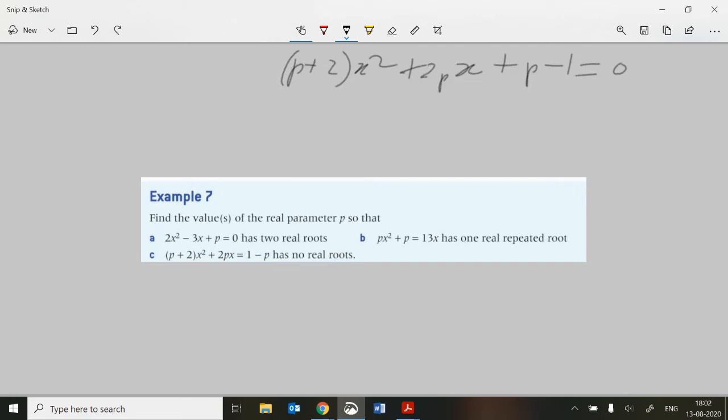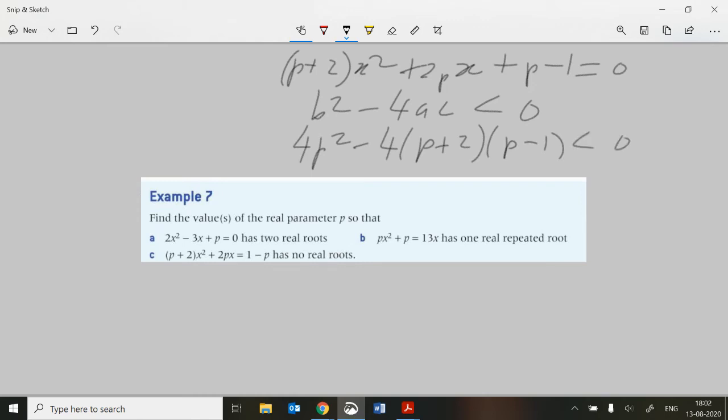So what are we doing? We're saying b squared minus 4ac is less than 0 in order for there to be no real roots. And so b squared is going to give us 4p squared, minus 4, and then a is p plus 2, and c is p minus 1. That's got to be less than 0.